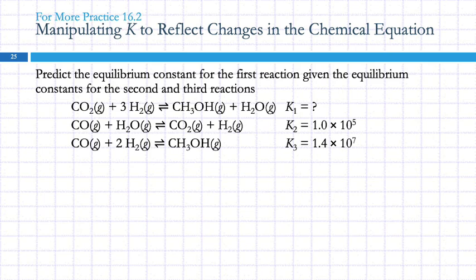Predict the equilibrium constant for the first reaction given the equilibrium constants for the second and third reactions. This is even more like the Hess's law problems we did in Chem 1A. So we have two chemical equations here, and we have to figure out how can we manipulate these and add them together to get that one up there.